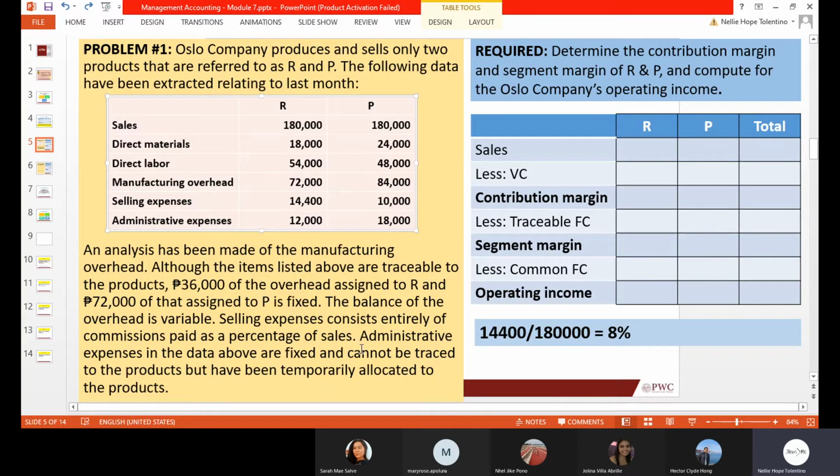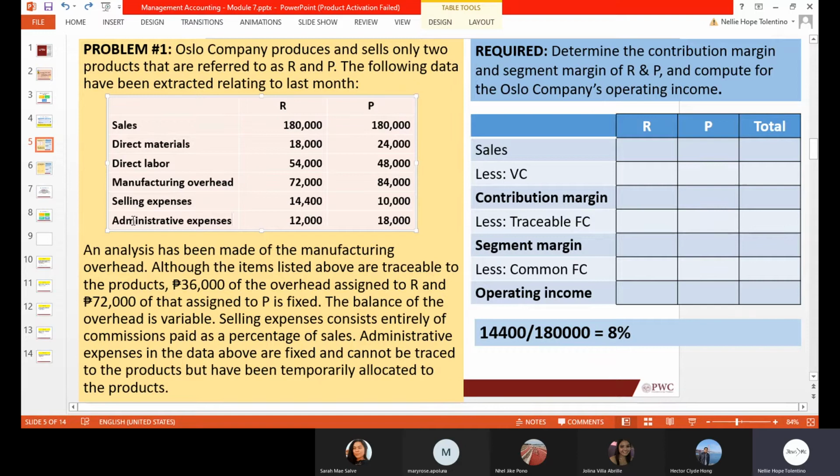Now let's look at the admin expenses. Administrative expenses in the data above are fixed. So, fixed, no problem. The problem is there are two kinds of fixed costs. Where do we put it, in traceable or in common? It says: cannot be traced to the products, but have been temporarily allocated to the products. So, what does it say? Administrative expenses are fixed, cannot be traced, but only temporarily allocated.